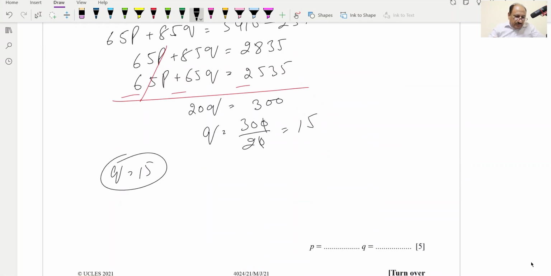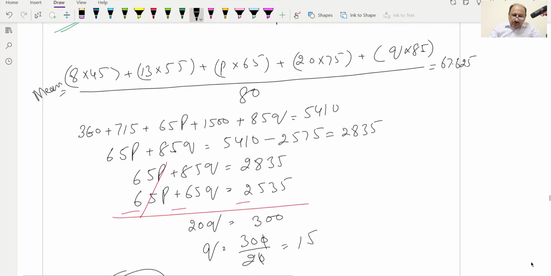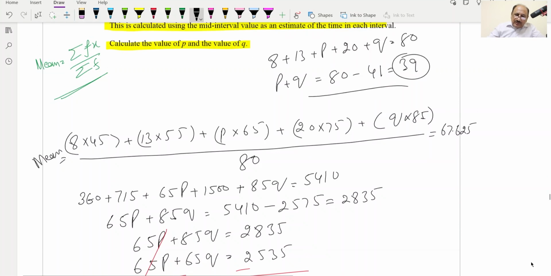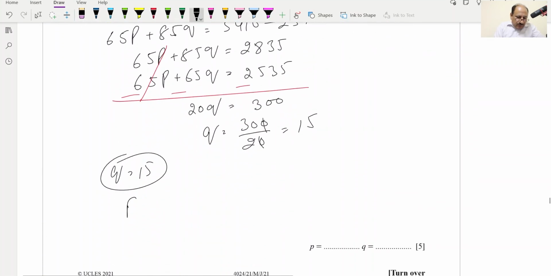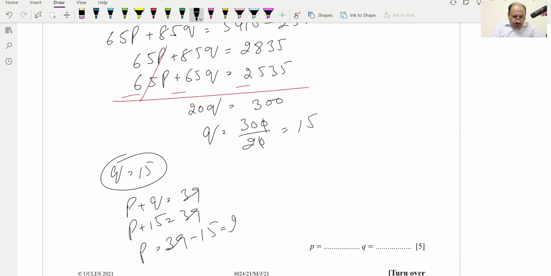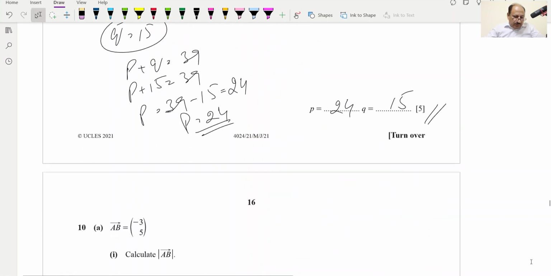Now we can find p. We know p plus q is equal to 39 over here, and the same equation we will use. P plus q is equal to 39, so p plus 15 is equal to 39, and p is equal to 39 minus 15, and this will be equal to 24, we can write. So p is equal to 24. This will be the answer. So p is 24 and q is equal to 15. This is a 5-mark question. Hopefully you understood this.